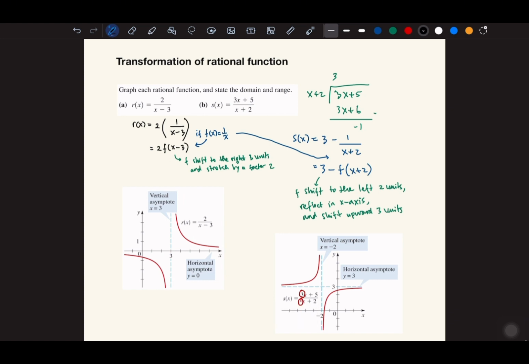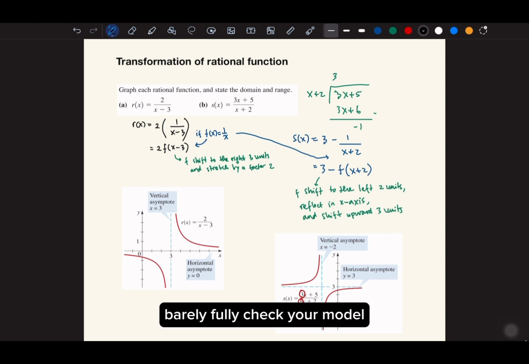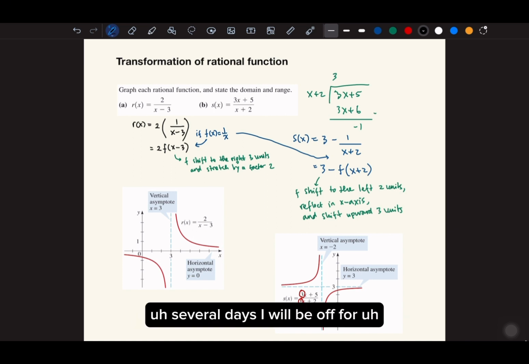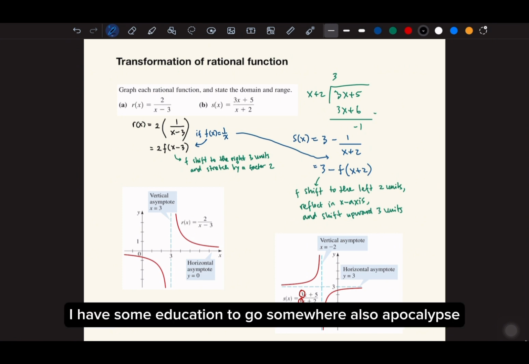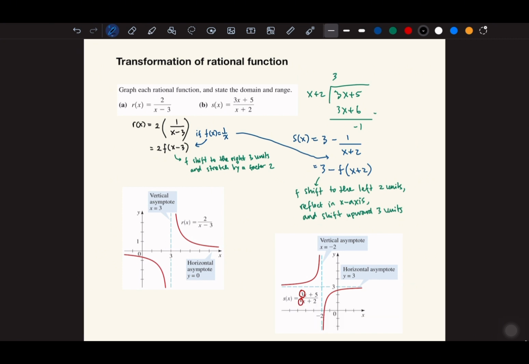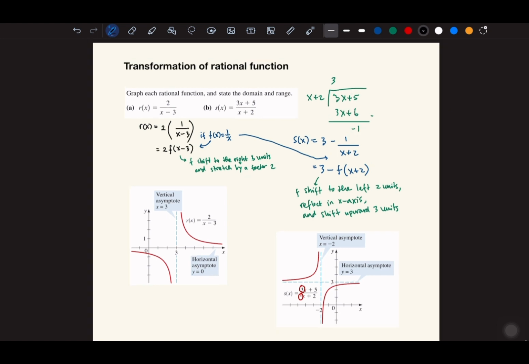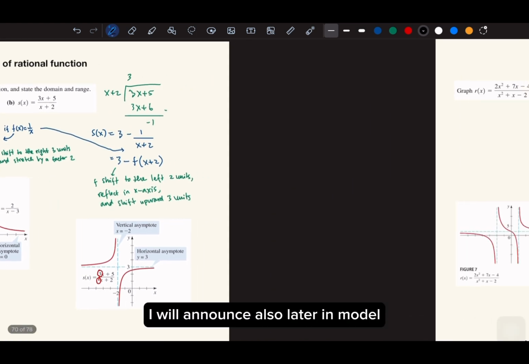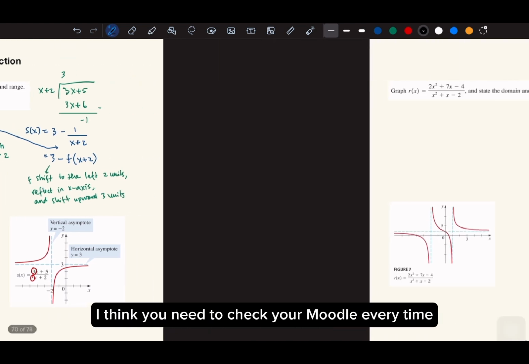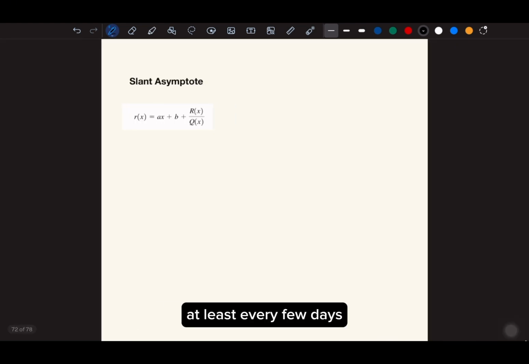Oh, by the way, periodically check your Moodle. Next week, no class. Several days I will be off, I have an invitation to go somewhere. Also calculus, you have I think a 2 hour tea. I will announce it later in Moodle. You need to check your Moodle every time, at least every few days.